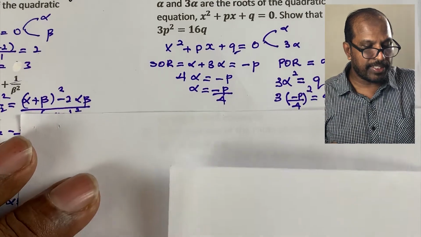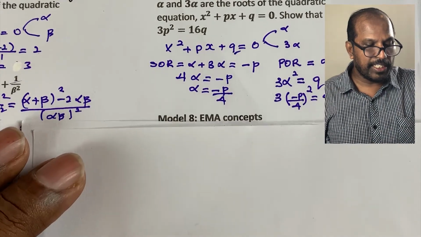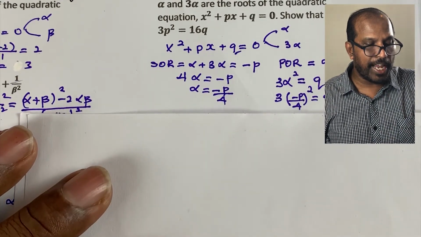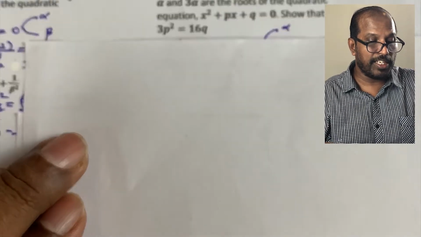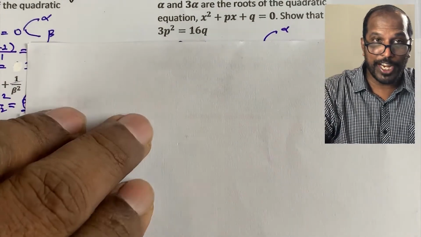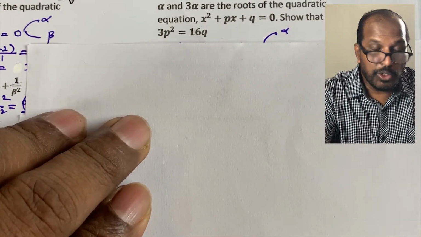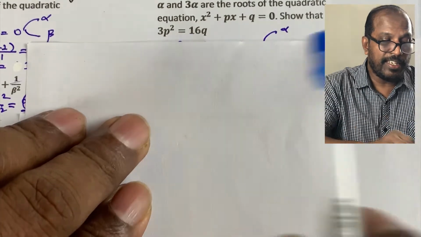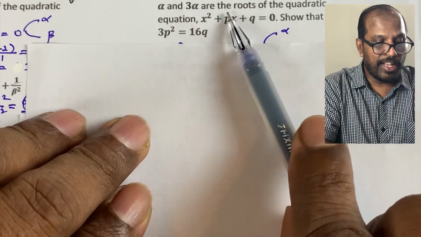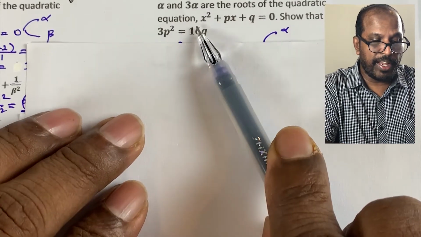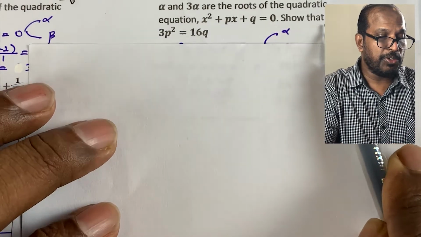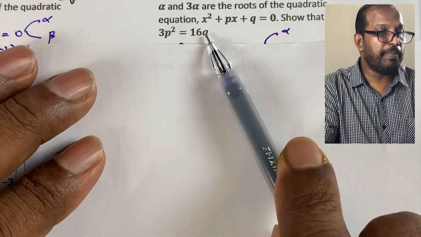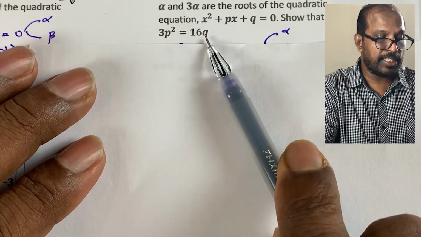This is a past question, one of the past questions which came out in 1981. I think at this moment you're not even born yet. In this question, the questioner says that alpha and 3 alpha are the roots of the quadratic equation x squared plus px plus q equals 0. Show that 3p squared equals 16q.